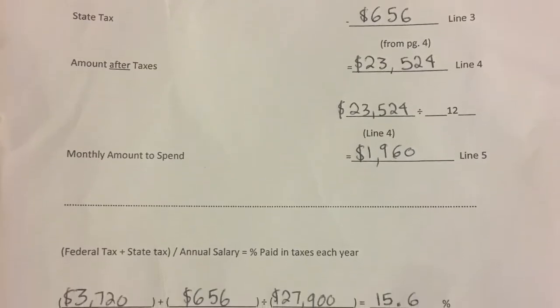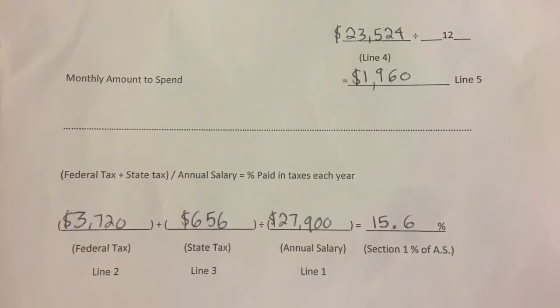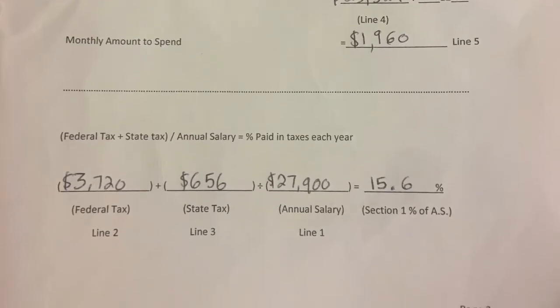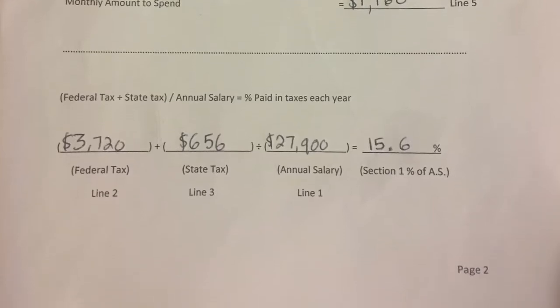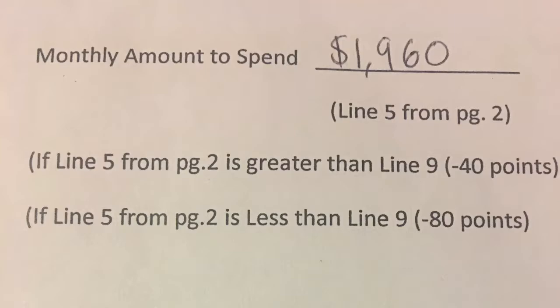Now pay attention to line 5. You'll see mine is $1,960. If I go over that, I'll lose 80 points. Now if you go under that, you'll also lose 40 points. So you really want to pay attention to that, and go ahead and put it on page 3 now.